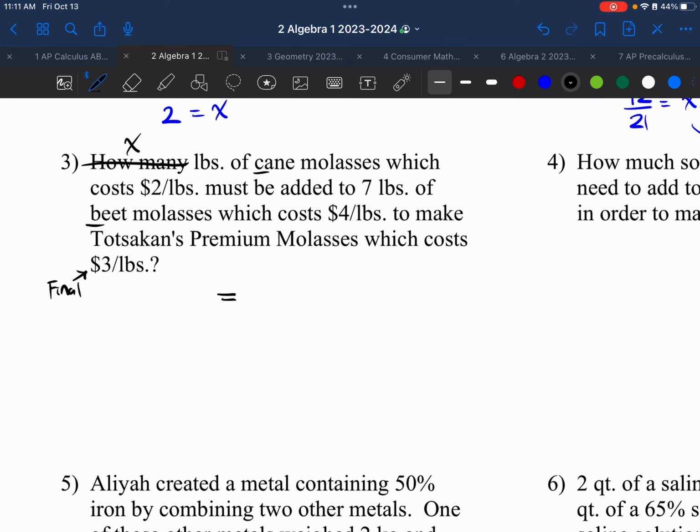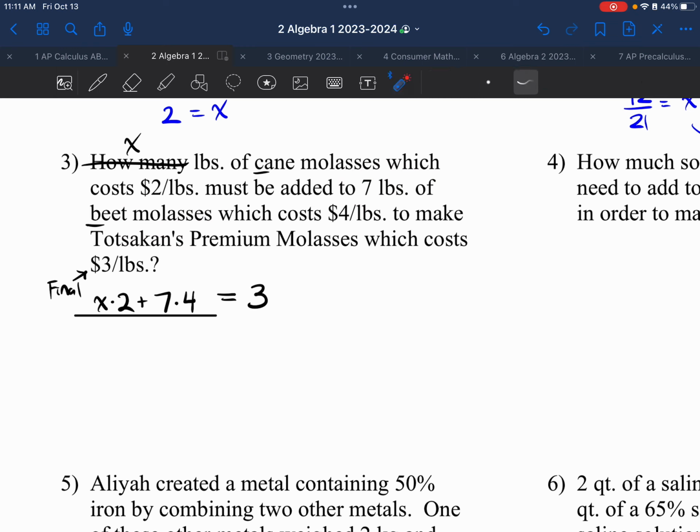In this case, we do know the final cost, so we do know that right side. We don't know the left side, the setup. So let's go ahead and do that. We're going to do cane molasses. It's going to be x times 2, because it's quantity, number of pounds, times the price per pound, plus the next two being multiplied. Beet molasses is 4, and how many pounds of that one? It's 7 pounds of beet molasses, so 7 times 4.